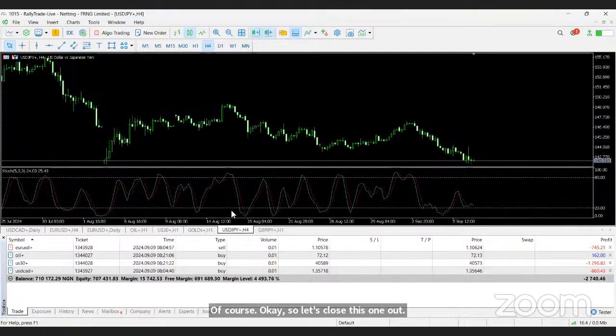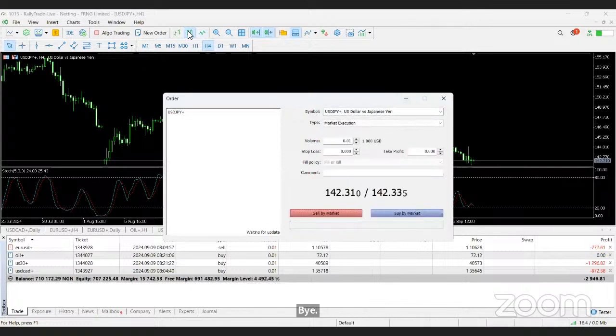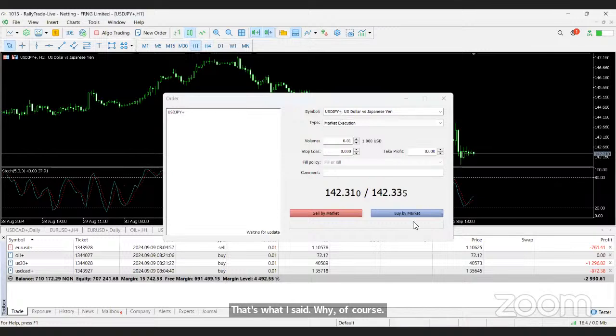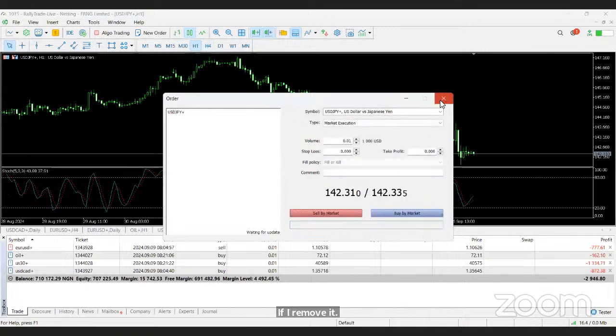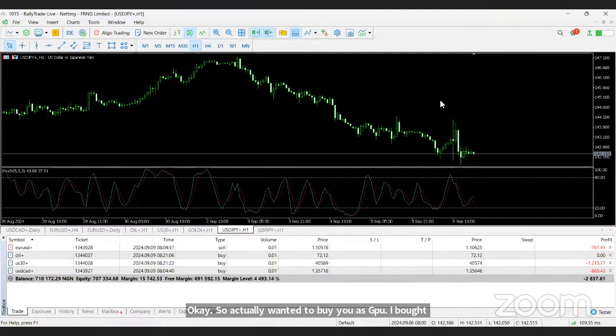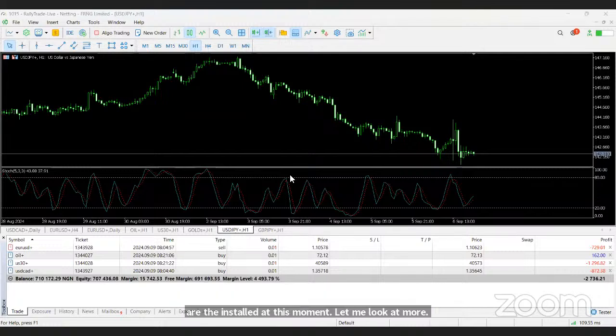USJPY, new order buy. That's what I said. Of course. Why of course? Okay, so let's leave that one. Go to H1. I'll try that. I actually wanted to buy USJPY, but I think the internet is not allowing me to do that. But you guys can just join if you like. You can just try that. Those are the instruments I've looked at this morning. Let me look at more, and then I can enable the channel for people to talk to me.